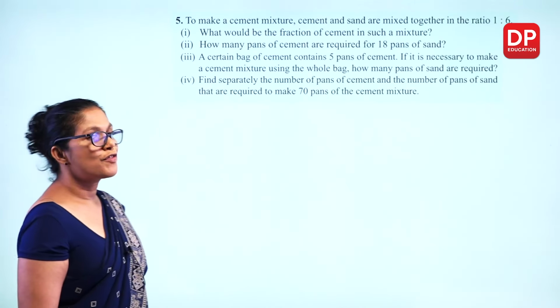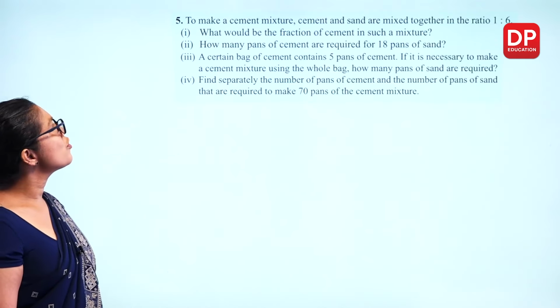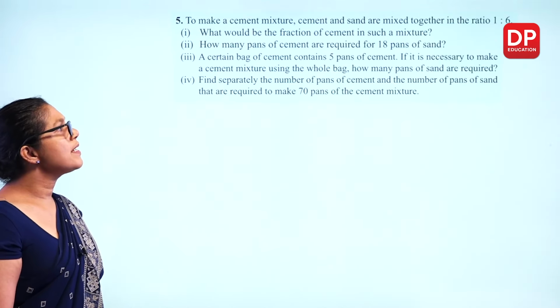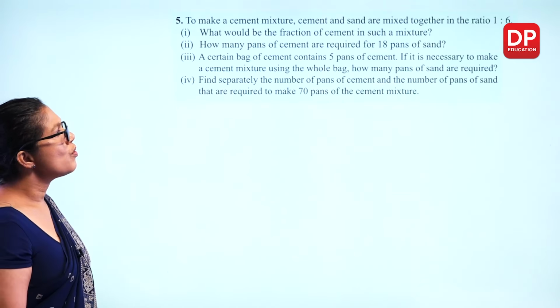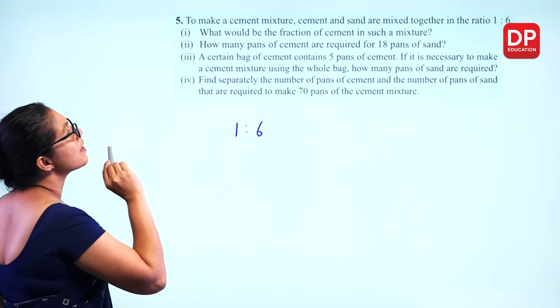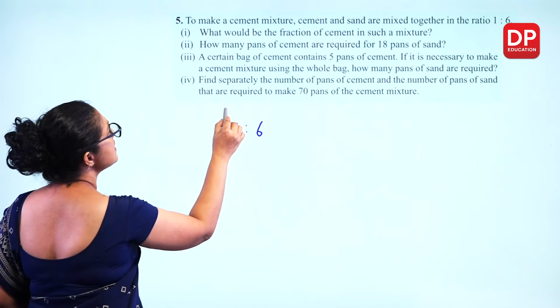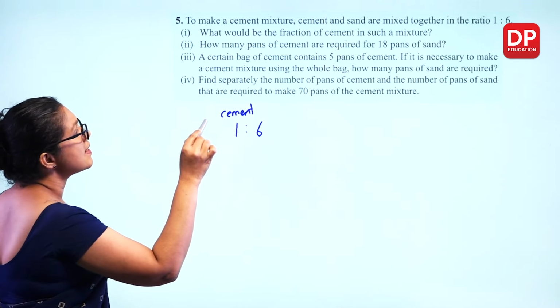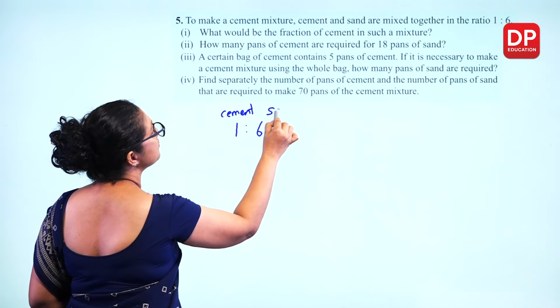We'll look at the fifth question. It says to make a cement mixture, cement and sand are mixed together in the ratio 1 to 6. So what is given, 1 to 6? 1 is cement and 6 is for sand.